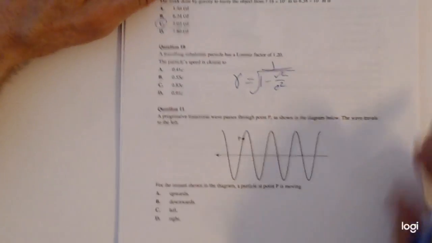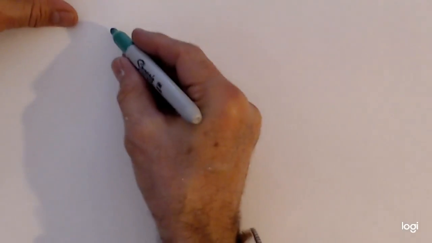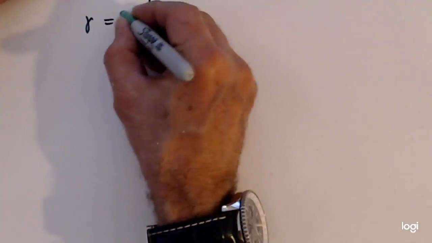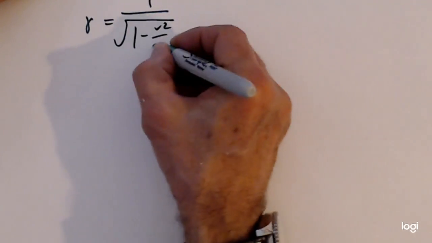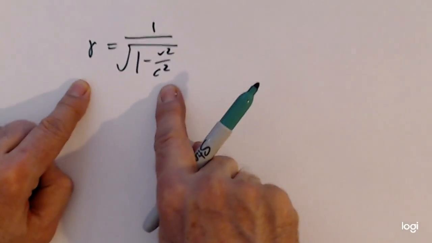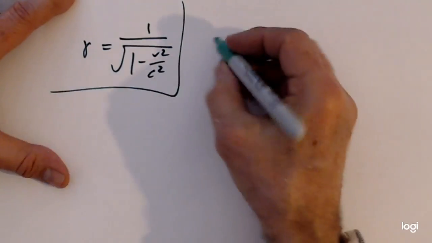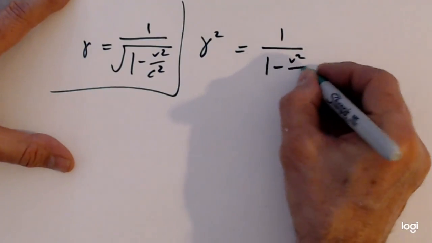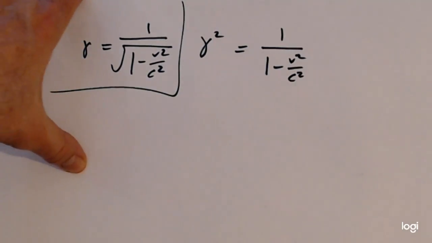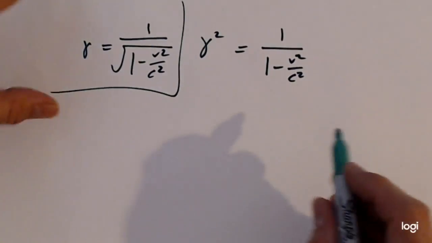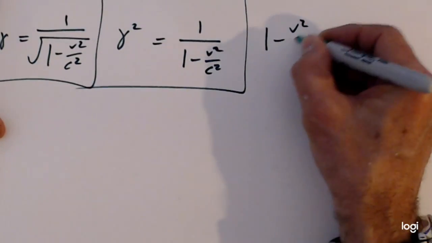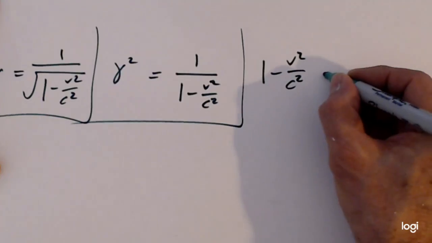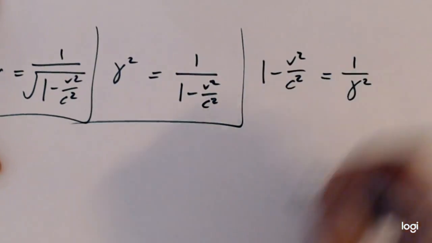Okay, so let me just do it on the other page here. Let's do it properly. Lorentz factor is 1 over the square root of 1 minus v squared on c squared. Square both sides, therefore Lorentz factor squared equals 1 over 1 minus v squared on c squared. Okay, invert both of them: 1 minus v squared on c squared equals 1 on Lorentz factor squared.